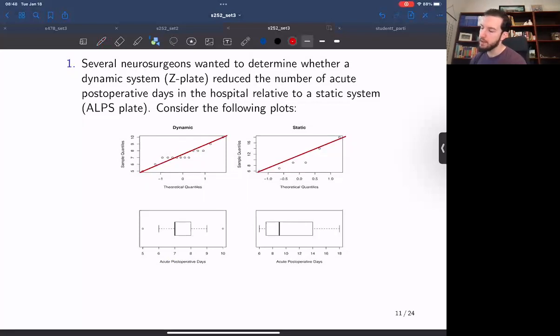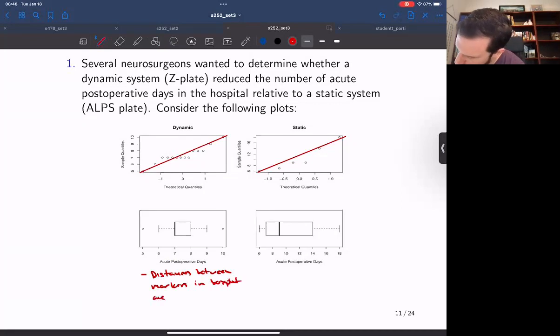Now, looking at the box plot for the dynamic system, you can see here that the spread, at least the size of the box, the spread of the two limits from the box, and then the spread of the outlying points from the box is all roughly even. So the distances between markers in the box plots are even.